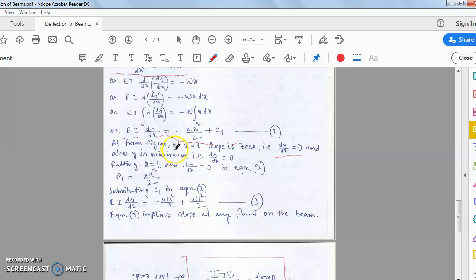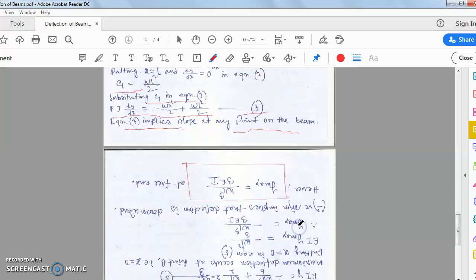Slope is 0 at point A. So at the point x equal to L, dy/dx equal to 0. So put the value of x equal to L and dy/dx equal to 0 in equation 2. We get the value of C1. So substitute C1 in equation 2, we will get the value something like this. This is equation 3, and this equation 3 gives the slope at any point of the beam.